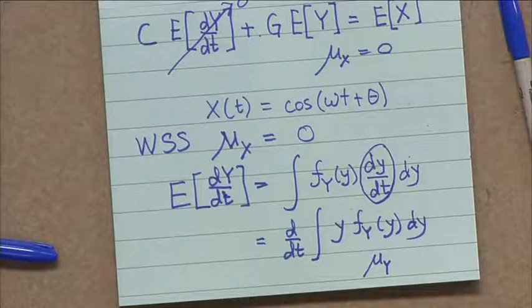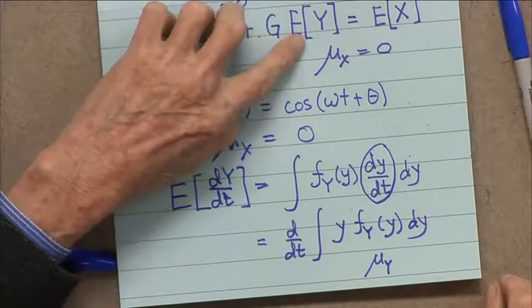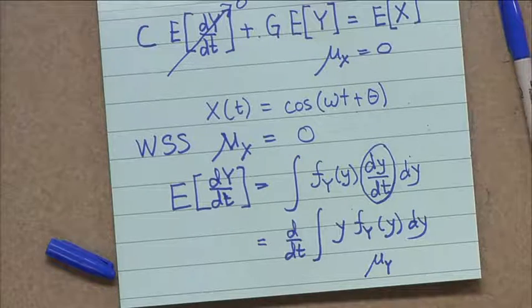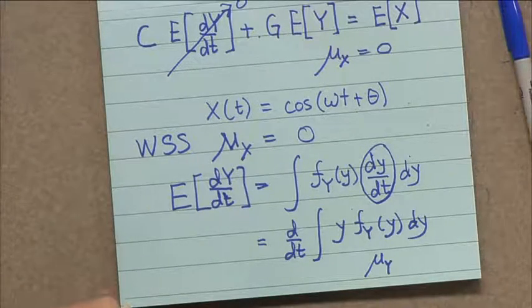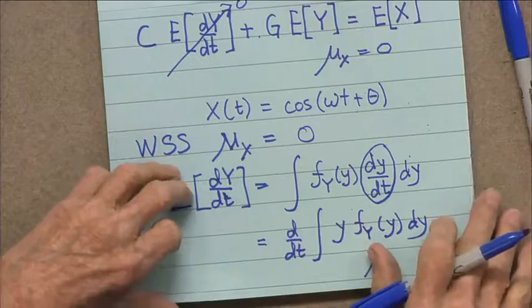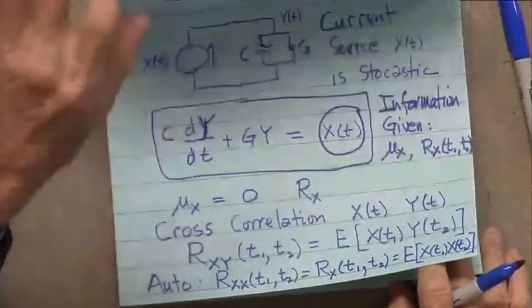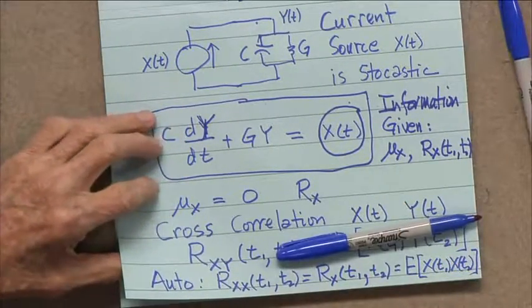All of the derivatives with respect to time would be 0. And the only one left would be this term here. And so g times the expected value of y would equal the expected value of the input random variable x. So that takes care of the expected value of y. So it turns out to be 0.